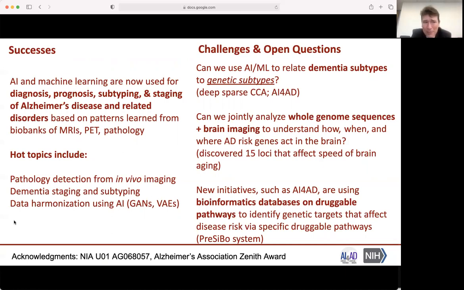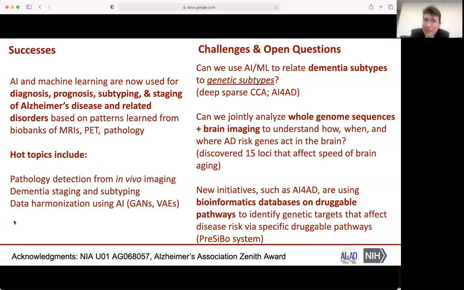And so some hot topics, really exciting areas include pathology detection from in vivo imaging, where you have autopsy data also to help train the methods. Again, dementia staging and subtyping is very important. And also data harmonization using AI. We talked about how generative adversarial networks and variational autoencoders are easing the domain shift that's inherent in applying deep learning to new data sets by either adjusting the model to adapt it to the features of new data, or adjusting the data so it resembles the data that was used for training algorithms.